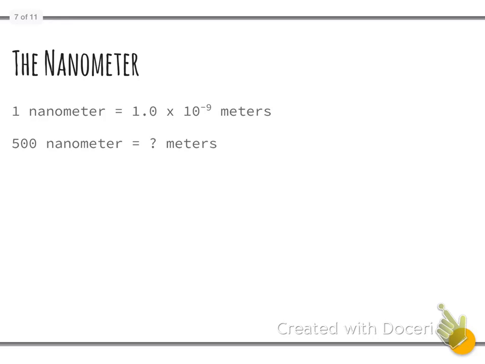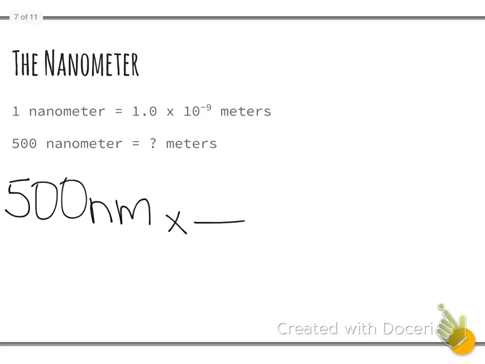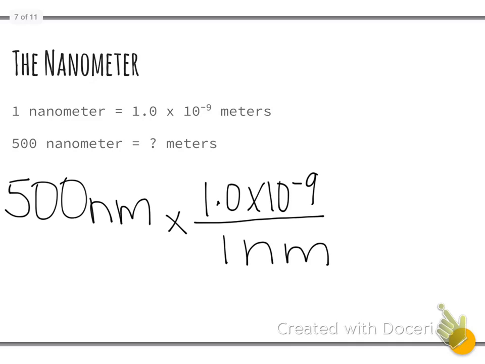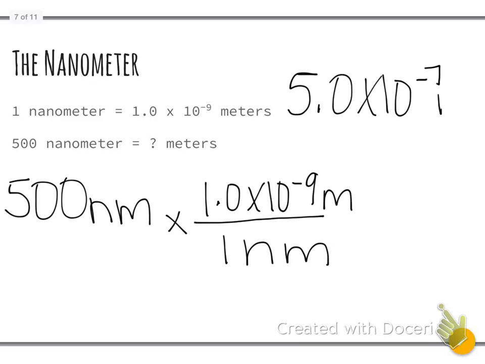So how are you going to do that? You're going to use dimensional analysis. So we have 500 nanometers. For nanometers to cancel, it needs to be on the bottom. 1.0 times 10 to the -9th meters should give me 5.0 times 10 to the -7th meters. So plug that in, nanometers cancel, you're left with meters.